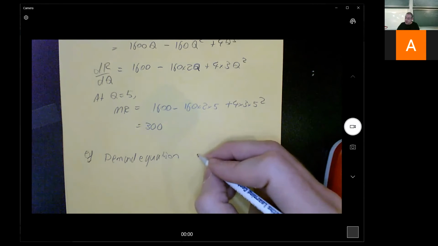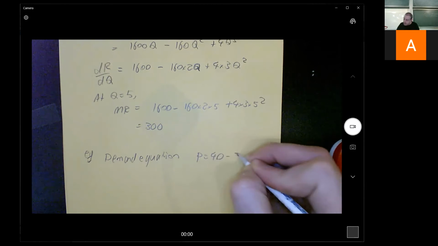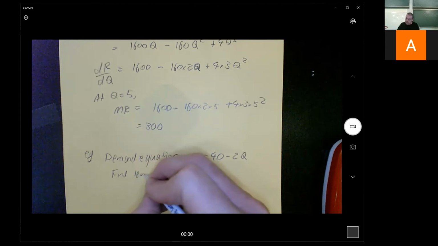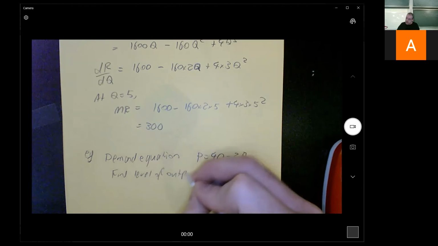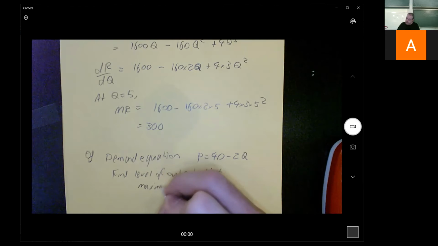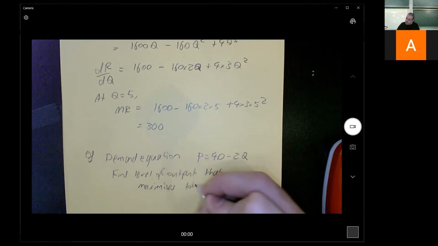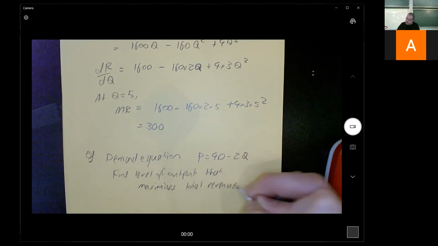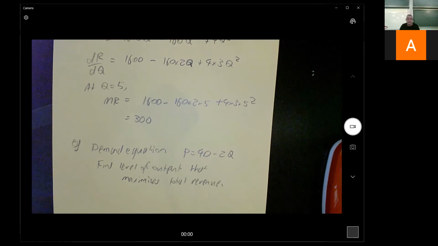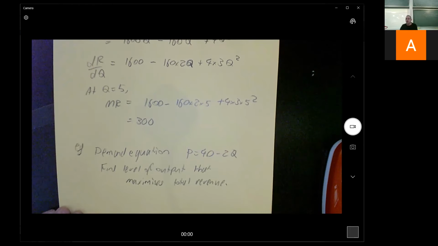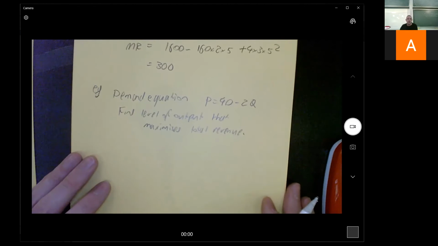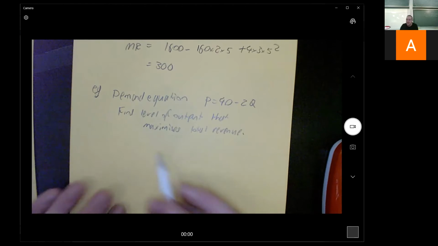Demand equation is P equals 40 minus 2Q. Find the level of output that maximizes total revenue. Okay, cool. Thanks for providing that one. So that's going to require us to find the total revenue, and we know how to do that. We just did that already, so that's good.